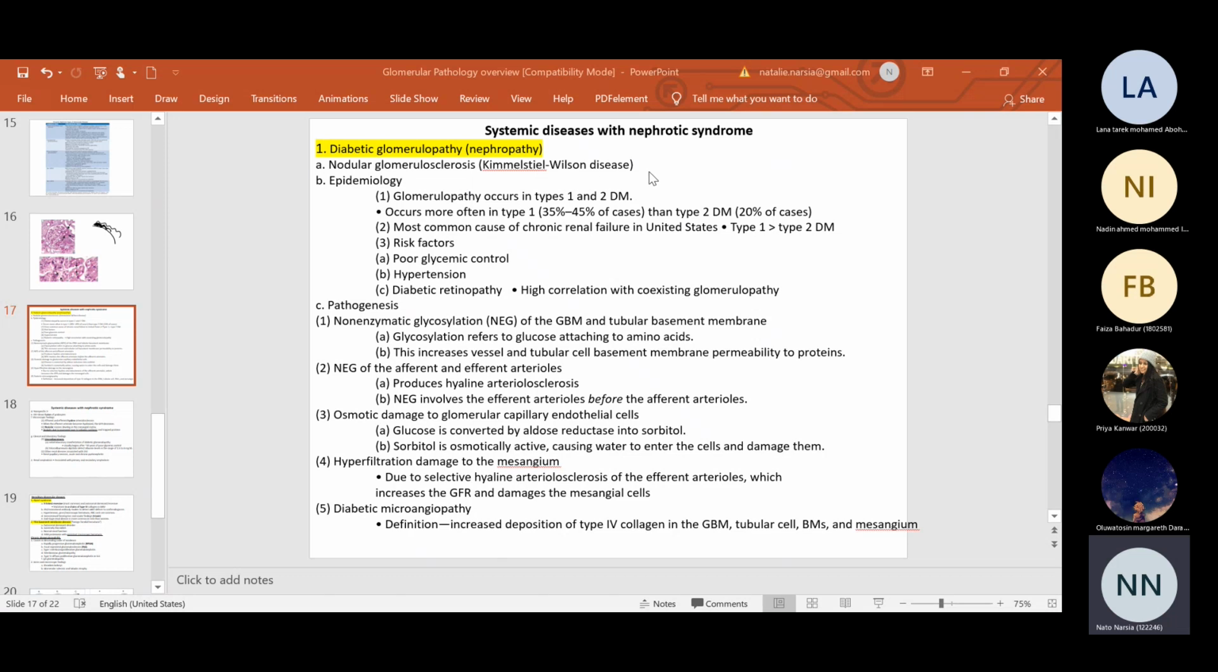Remember Kimmelstiel-Wilson disease? That is another name for the nephropathy you find in patients with diabetes mellitus. What is the problem in diabetes mellitus? They don't have insulin because they have damage of the pancreas, and they have high serum glucose. That is high yield. Pay attention, you have high serum glucose.